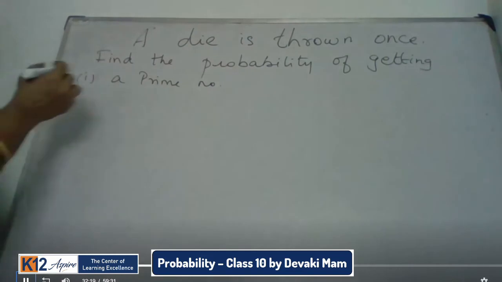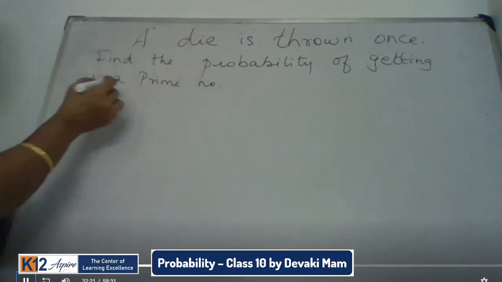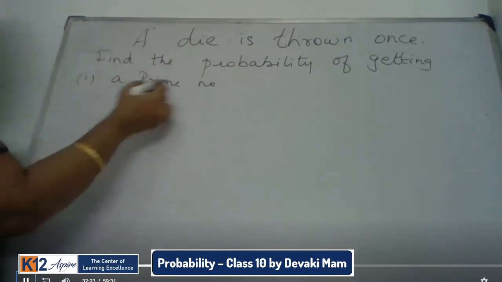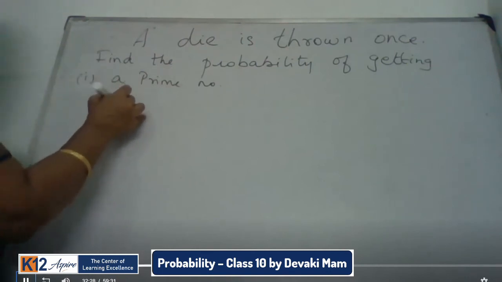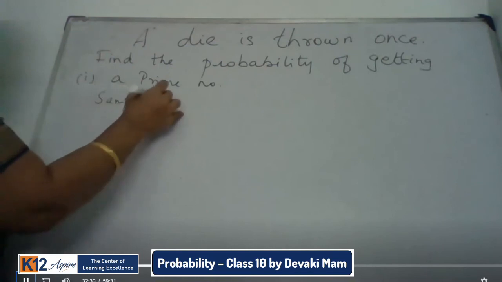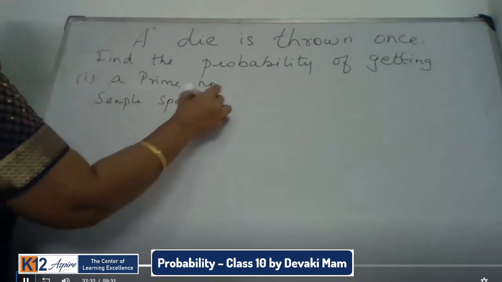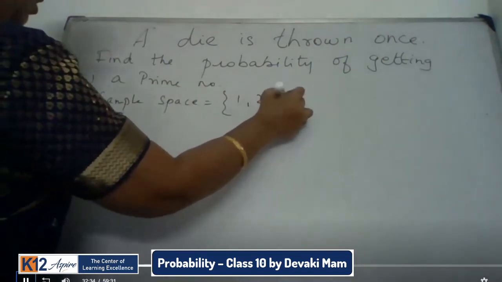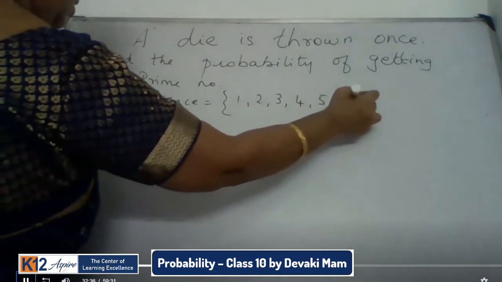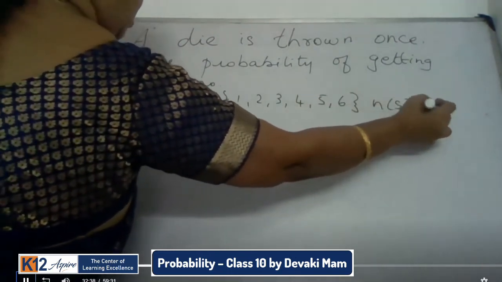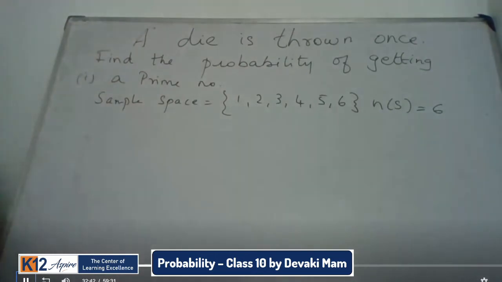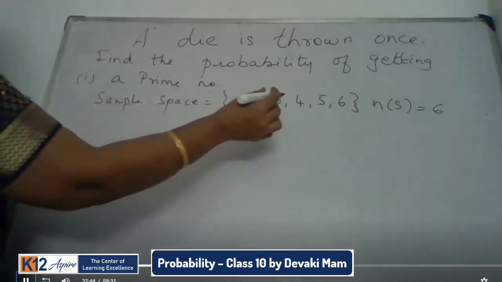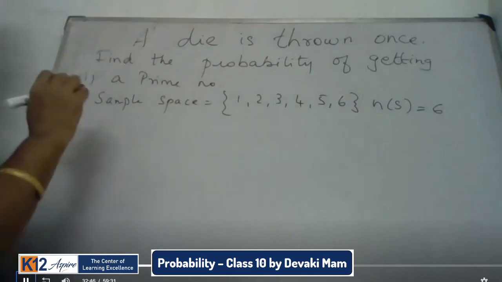Next question, a die is thrown once. Find the probability of getting a prime number. Here the sample space we are going to write down like this. Sample space is equal to 1, 2, 3, 4, 5 and 6. So n of S is equal to 6, isn't it? That is, the number of total outcomes is 6, we have found out now.